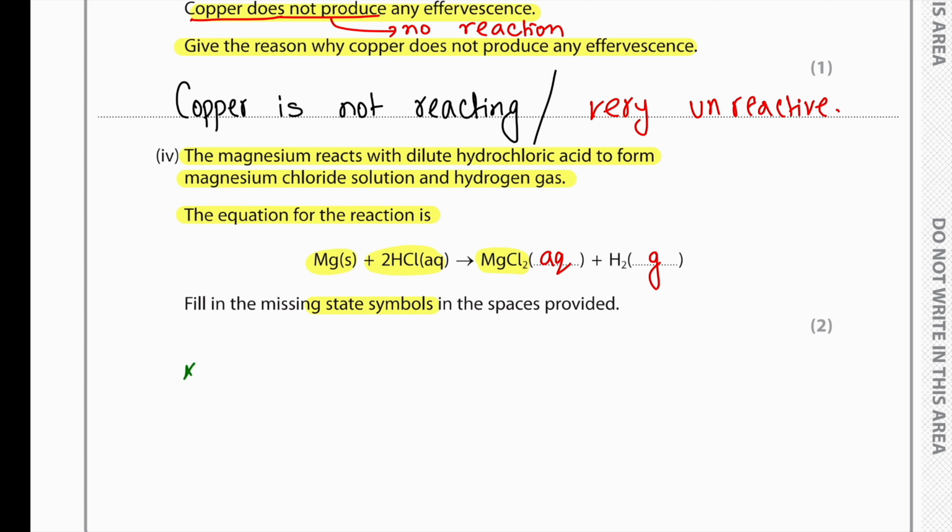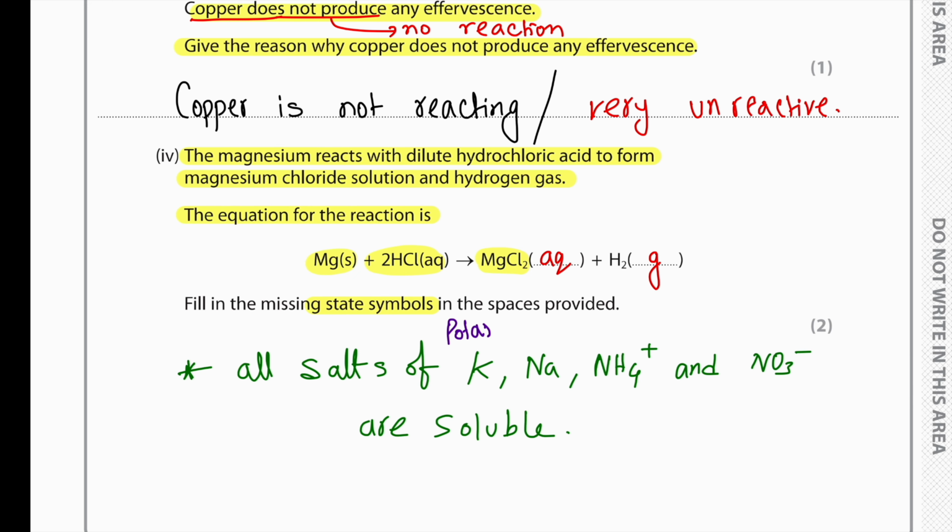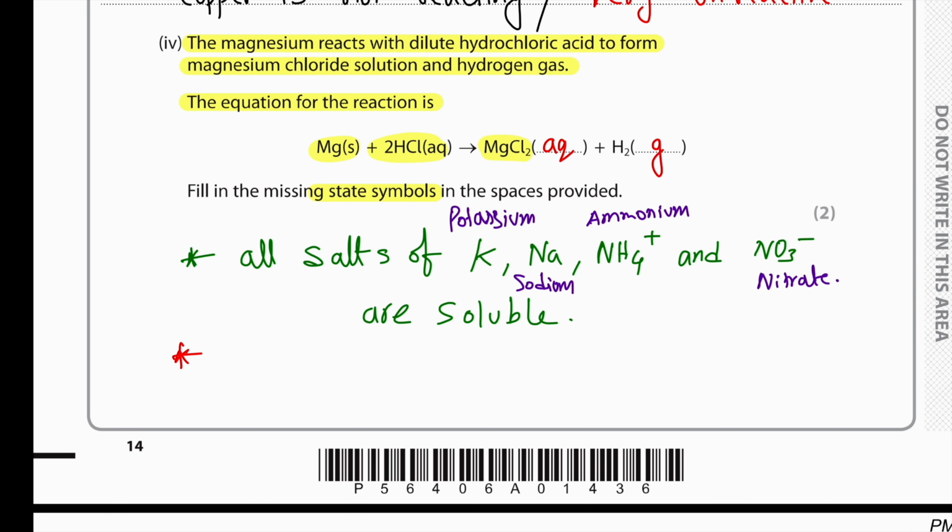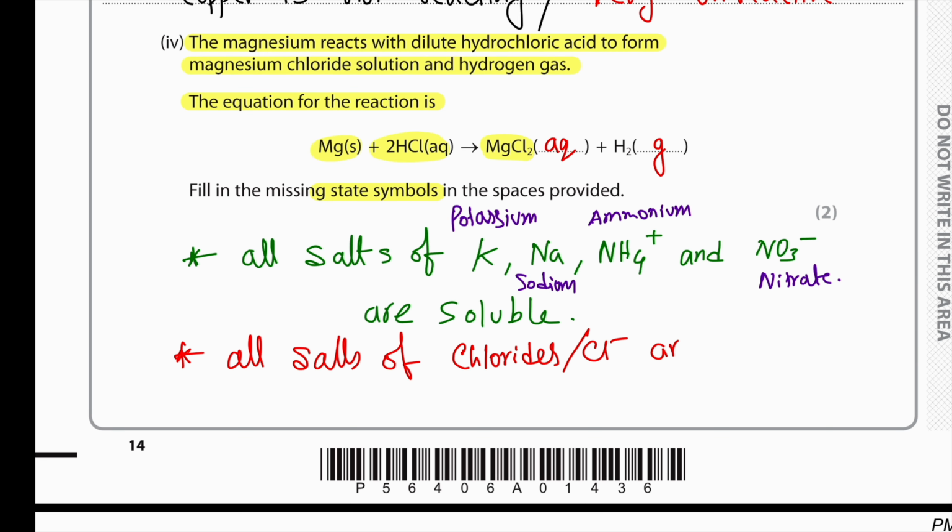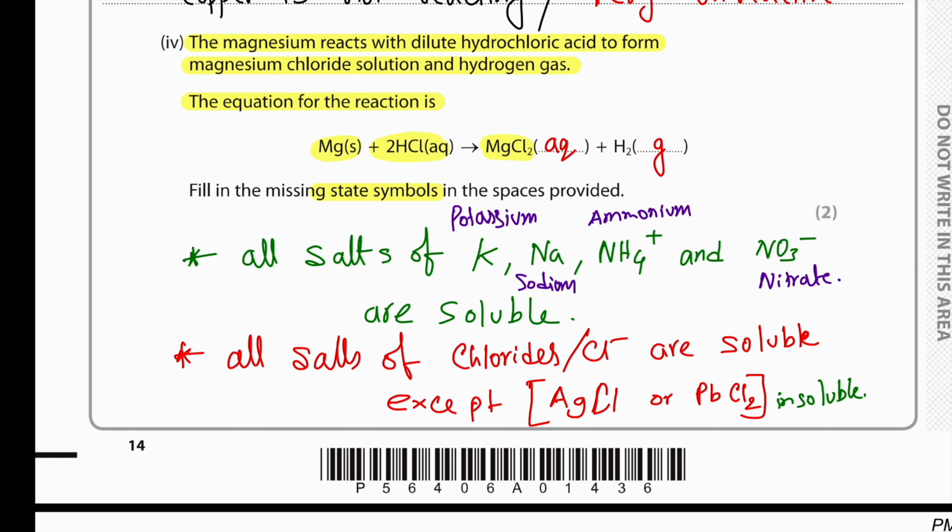Now, with solubility questions, you need to know that all salts of potassium, sodium, ammonium, and nitrates are soluble. For the chlorides, you also need to remember all salts of chloride are soluble except silver chloride and lead chloride.